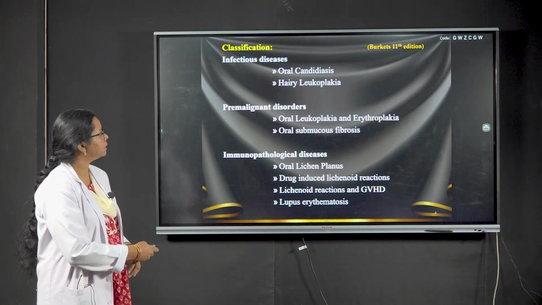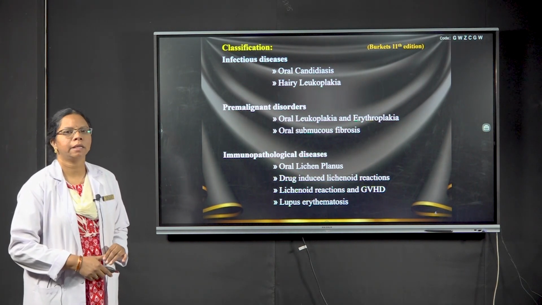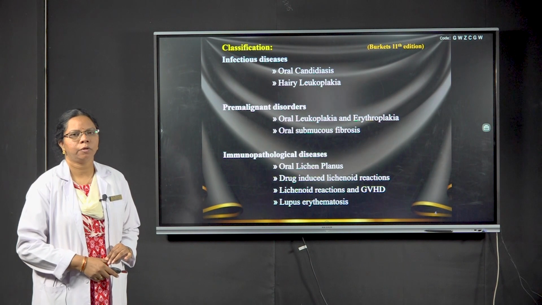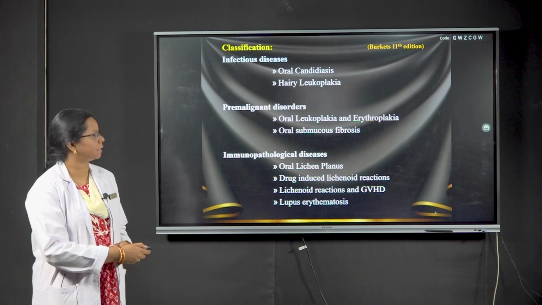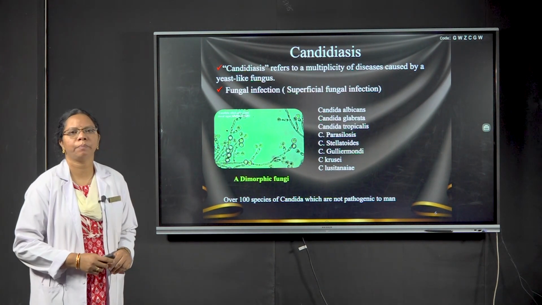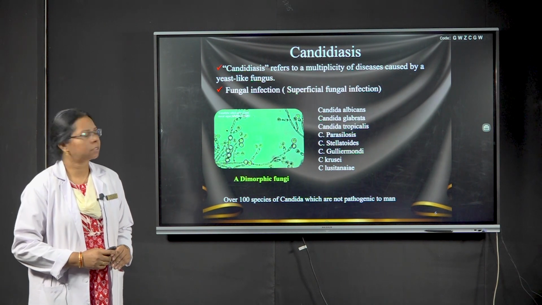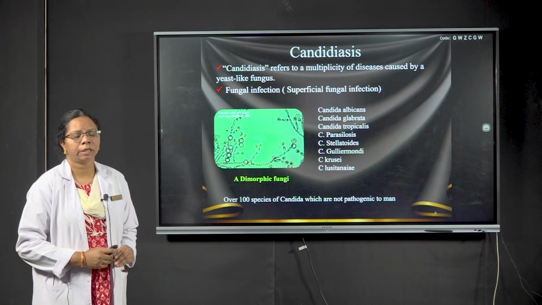So today we'll discuss in detail infectious white lesions of the oral cavity. They are candidiasis and hairy leukoplakia. We'll start with candidiasis. Candidiasis is the most prevalent opportunistic infection of the oral cavity. It is a normal commensal of the oral cavity.